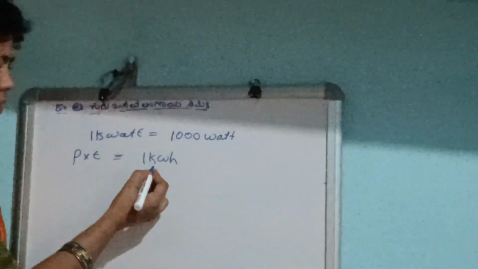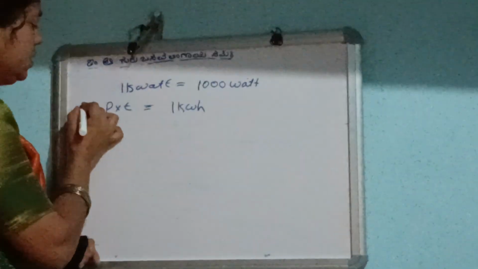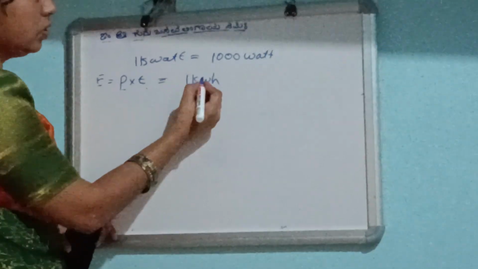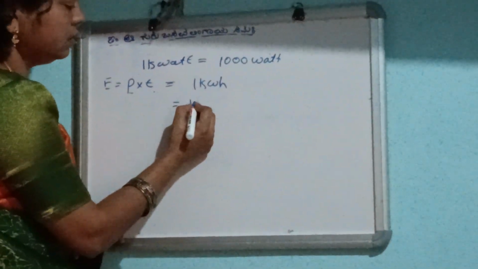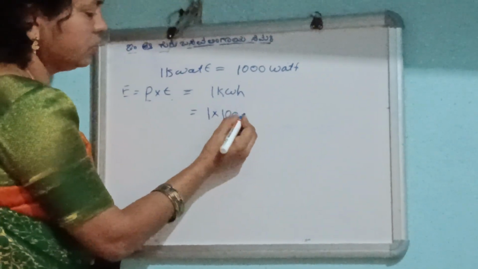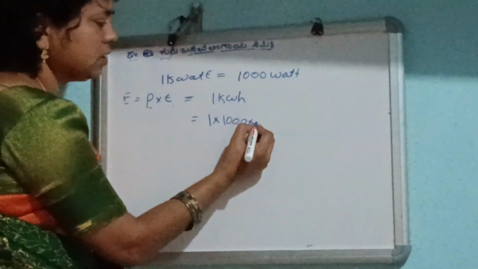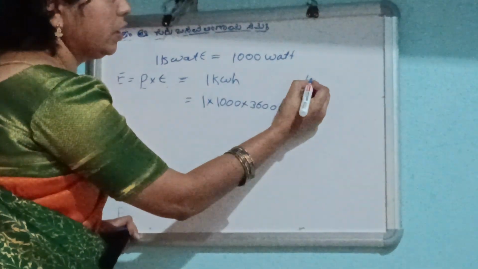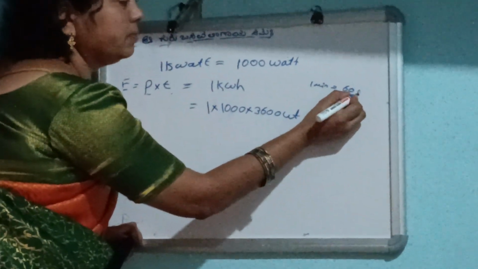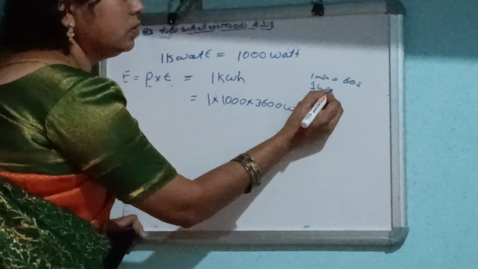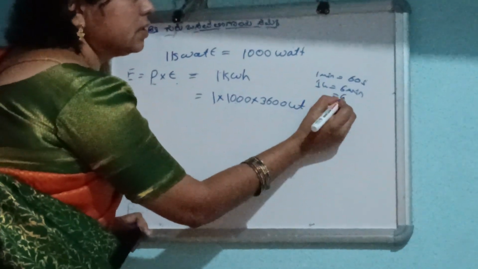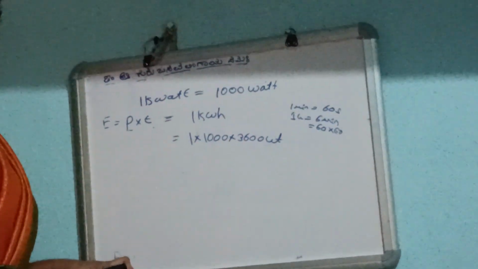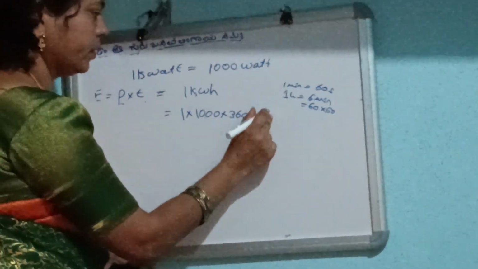That's why we use a larger unit. Energy is equal to the product of power and time, and time is in hours. So we can write 1 into kilo, which is nothing but 10 to the power 3, that is 1000 watt, and hour is equal to 3600 seconds, because 1 minute is equal to 60 seconds. So 1 hour is equal to 60 minutes, 60 minutes into 60 seconds. So we get 3600 seconds equal to 1 hour.